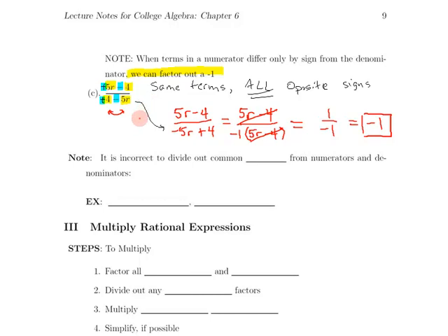One thing that you also have to be careful of is that it's incorrect to divide out common terms from the numerators and denominators. We've mentioned that we've canceled out these factors. It's important that you know that factors are those things that are connected by multiplication. Terms are connected by addition or subtraction. So notice, for example, if I have x plus 4 over x, what we're not allowed to do is cancel out this x and get a 4. That does not work. That is not allowed.